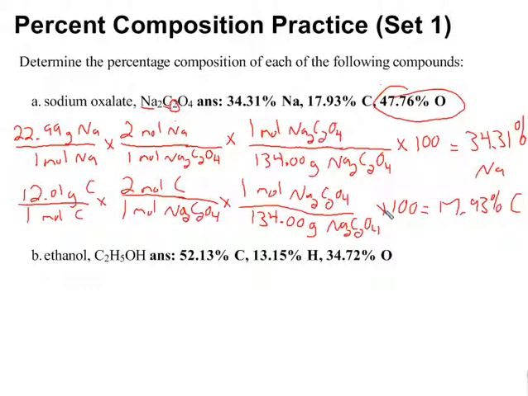So that's the basics of percent composition. You're dividing the part by the whole mass to determine what percent you have. Some things you need are the individual molar mass and the total molar mass of the compound. That's all I have for set 1.